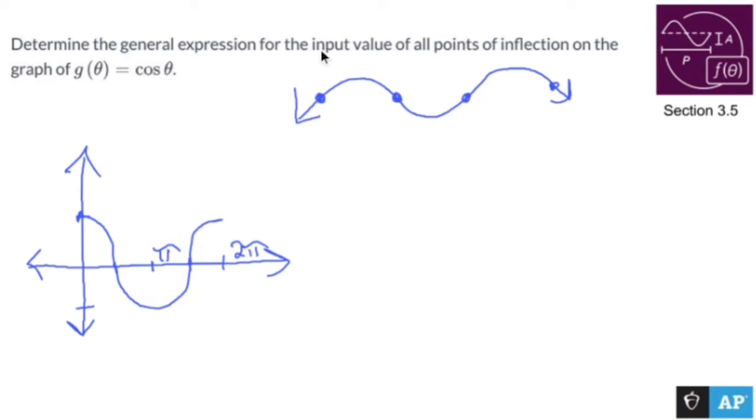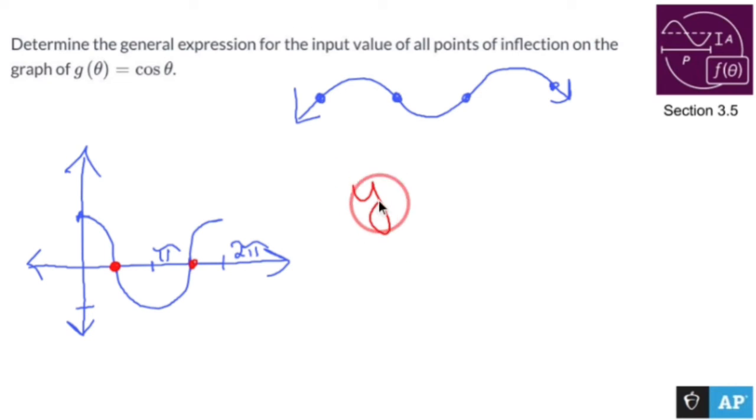So the input values for all the points of inflection are basically where we see this change in concavity, like here, here. So half a pi, 3/2 pi. Basically, every half a pi plus 1 pi.